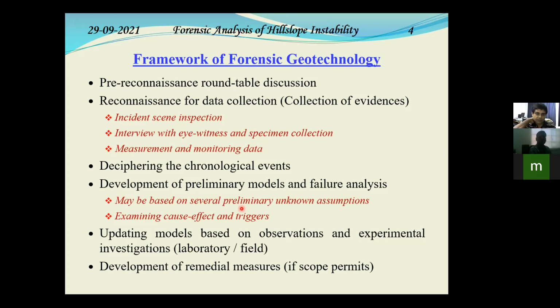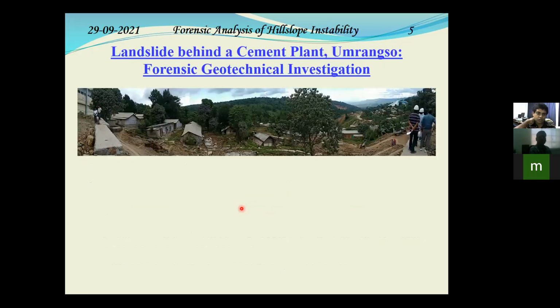So based on this framework, I will show you a case study where in Umrangsu in Assam, behind a cement plant, a big landslide had occurred, and we were called upon to find out the cause of this landslide, why did it happen, and then figure out if we can adopt certain remedial measures to prevent such things happening in the same site in future.